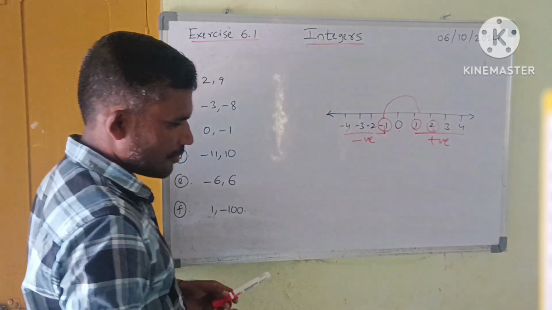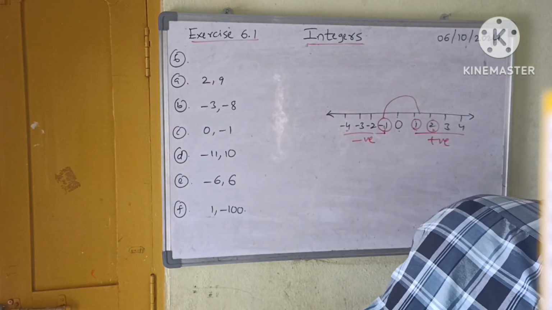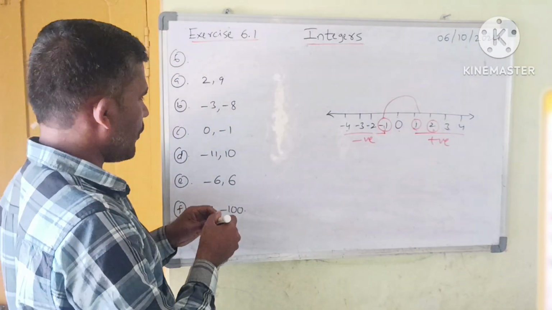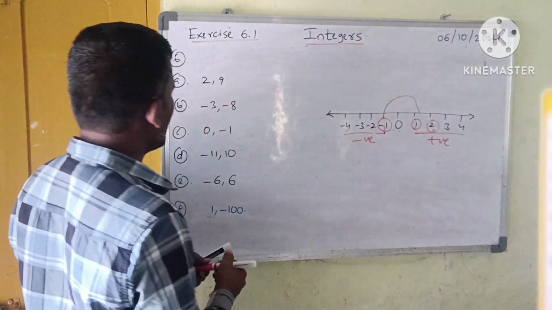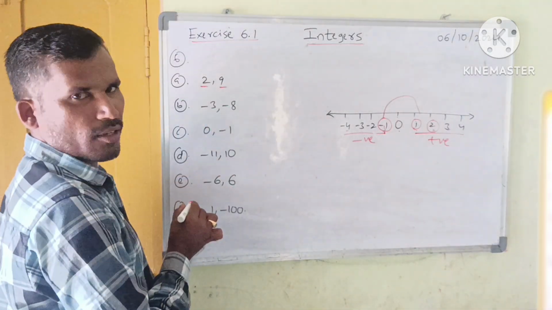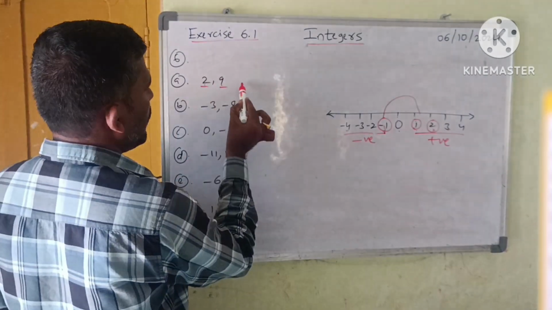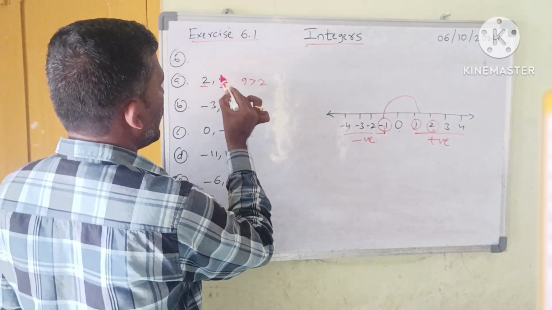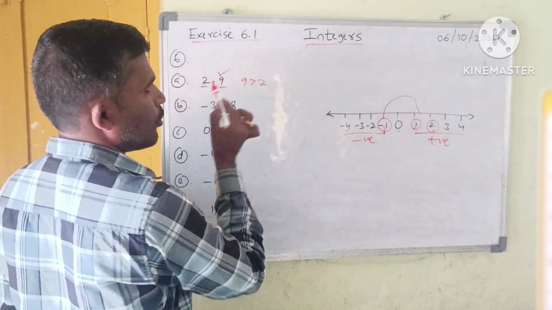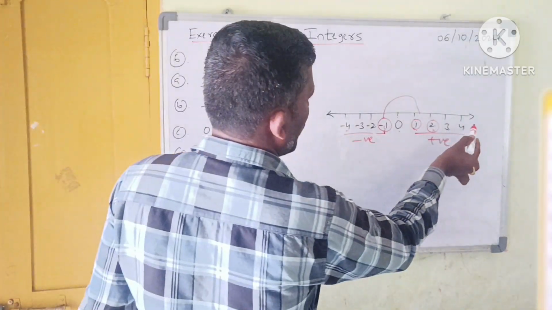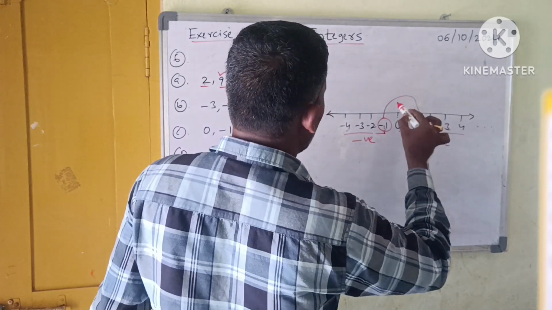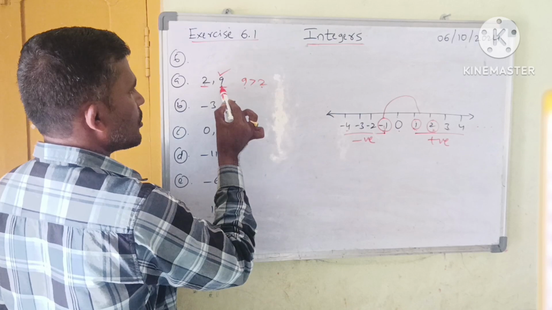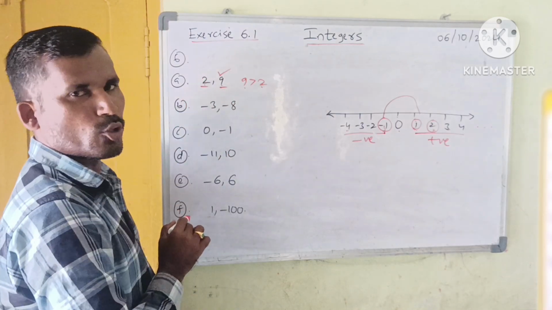Okay, in this, the first one is given 2, 9. So by observation, 9 is greater than 2. 9 is greater than 2 means 9 is right side to the 2. Whenever it is right side only, then it is bigger than 2. That's why 9 is right side to the 2.